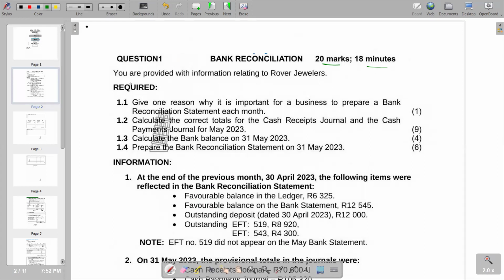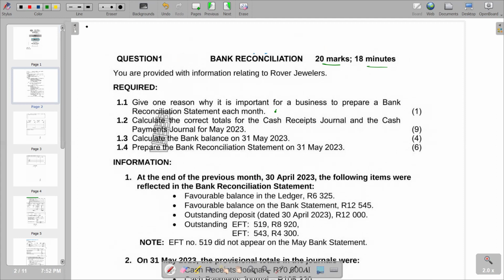So the question reads, in the first part 1.1, give one reason why it is important for a business to prepare a bank reconciliation statement each month. So remember, in a bank reconciliation, we are trying to reconcile the balances between two documents. We've got a bank account in our ledger and also the bank statement. So those are the two documents whose final balances we want to compare.